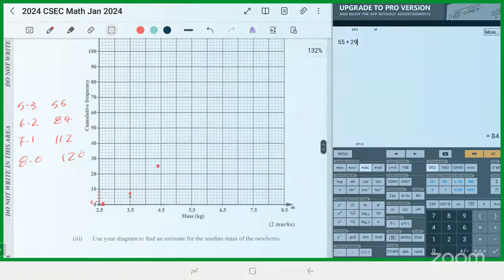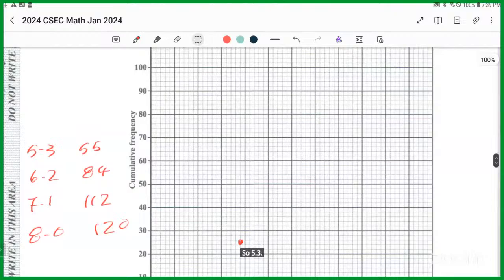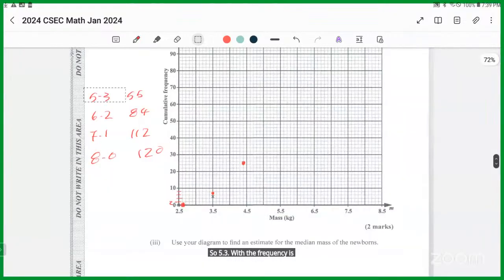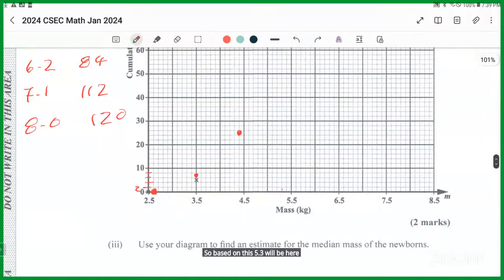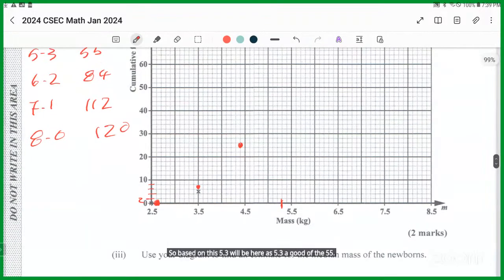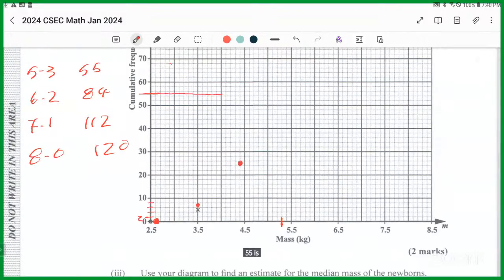So 5.3, cumulative frequency is 55. So less than or equal to 5.3, cumulative frequency is 55. Based on this, 5.3 will be here. That's 5.3. We're going up to 55. 55 is right in between here. So we're going up on this line to there. So we're talking about this point.